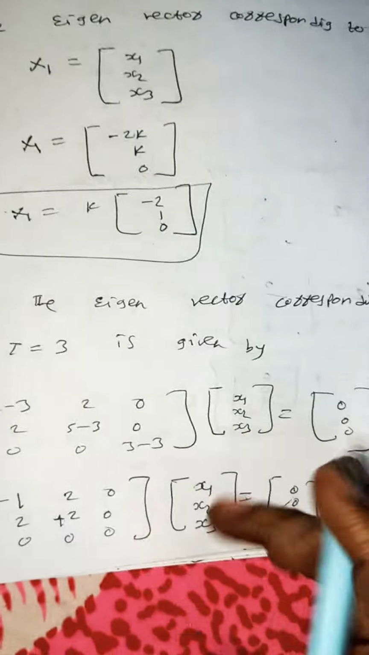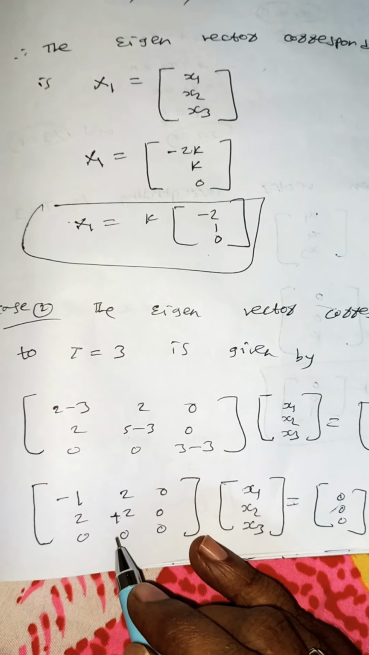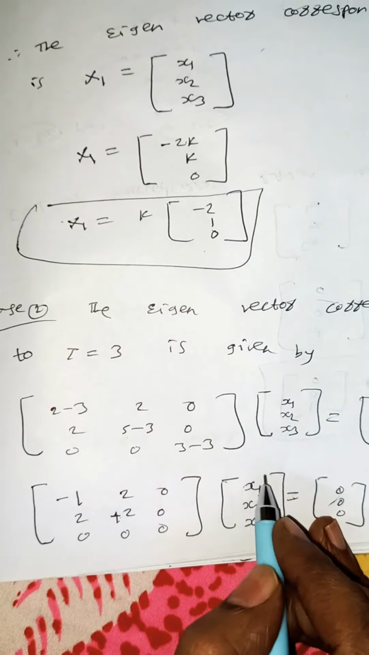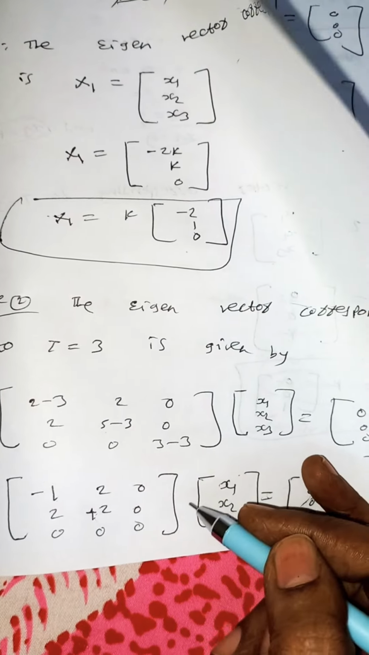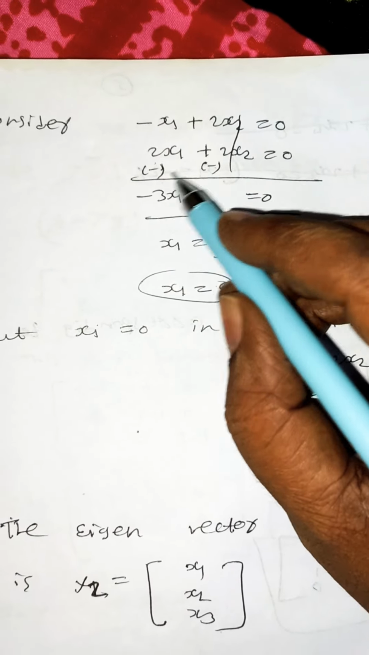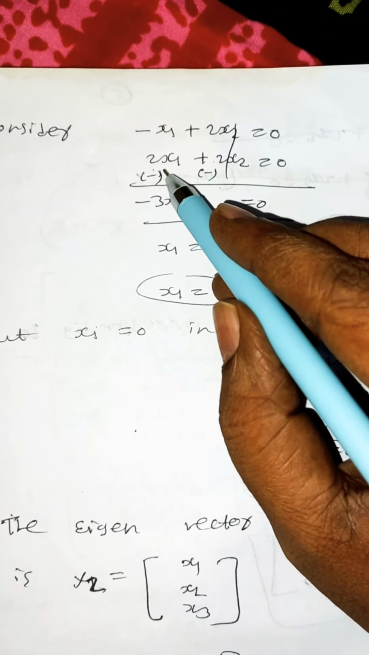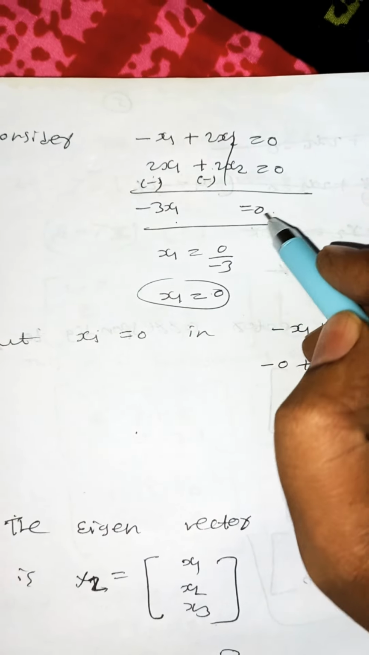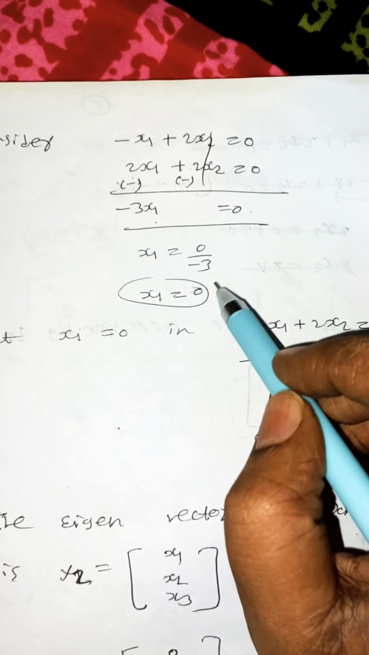Otherwise you can solve directly like this. Minus x1 plus 2x2 is equal to 0, and 2x1 plus 2x2 is equal to 0. Solve directly. So here second equation, plus there means minus. Here both will get cancelled. Here minus 1 minus 2, how much? Minus 3x1 is equal to 0. So in this multiplication, minus that side, it will become division. 0 by minus 3 is 0.